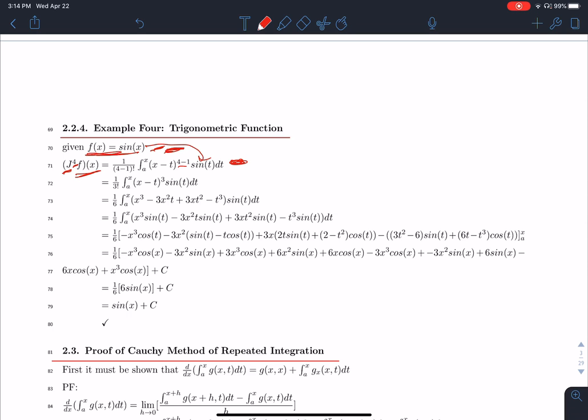This is the definition of the Cauchy formula for repeated integration. So to get from this step to this step, we just add stuff together, nothing too complicated there. To get to this step, what we do is expand this and realize that 3 factorial is 6. To get to this step, we push the sine through. To get to this step, we complete the integral. And to get to this step, we apply the limits.